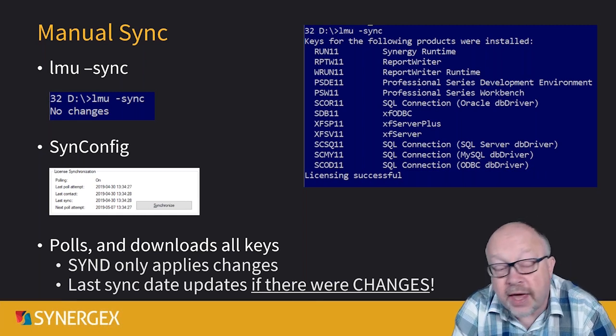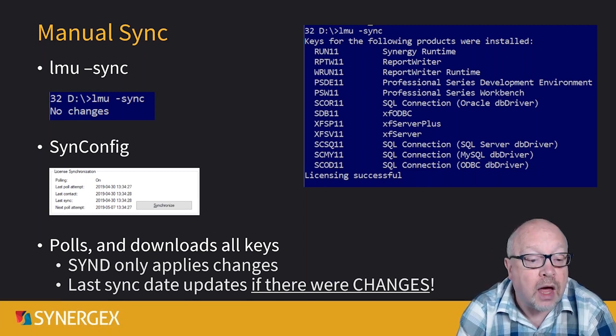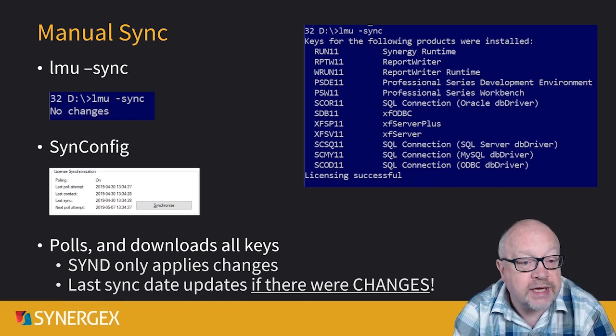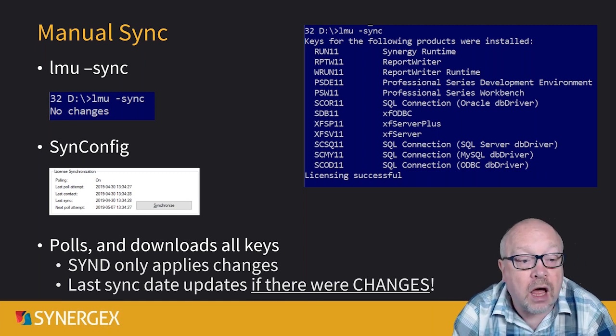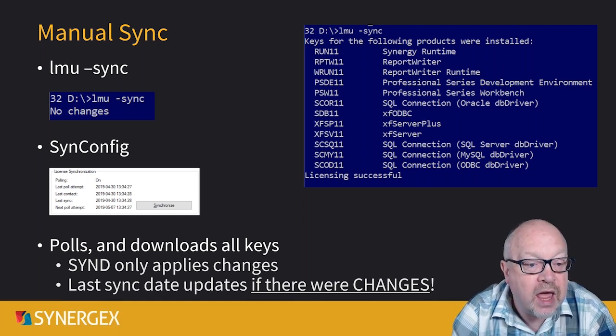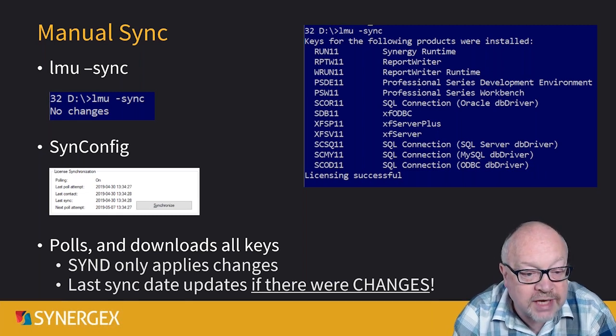Or if you had a networking issue and you want to verify that everything's working again, you've resolved the issue. So there's a couple of ways of doing it. You can use the LMU command line utility, LMU-sync. That will go out and do a poll and do a synchronize if necessary. And also the SynConfig utility, if you're running on Windows, has a new button on the licensing page saying synchronize.